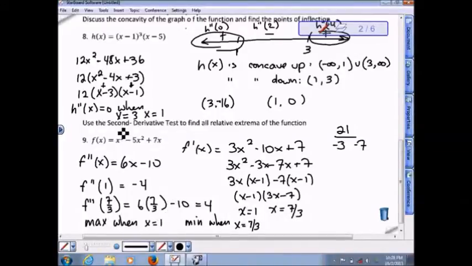So if we plug in a 1, 1 cubed is 1, minus 5 times 1 squared is minus 5. That's negative 4, and then we add 7, so that turns into a 3. So 1 comma 3 is the relative max.